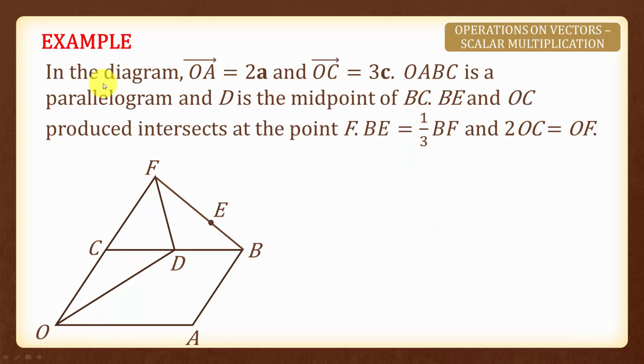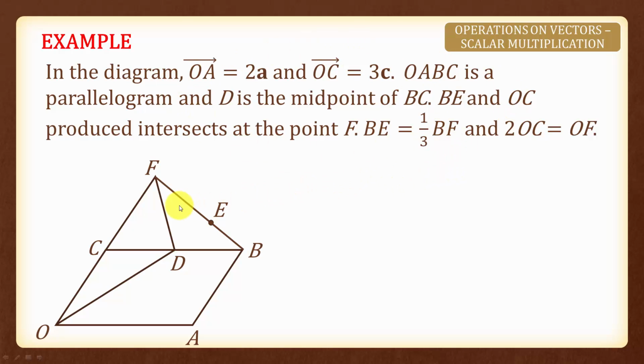Let's look at an example here. In this diagram, vector OA is equal to 2a, vector OC is equal to 3c, OABC is a parallelogram, and D is the midpoint of BC. Here, the line BE and OC produced intersect at the point F. What this means is that if we extend the line BE and the line OC, these two lines will meet at point F. We are also given that BE is equal to 1/3 of BF and 2OC is equal to OF. It seems like a lot of information here.